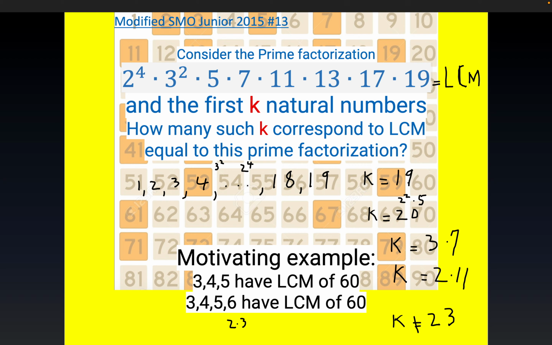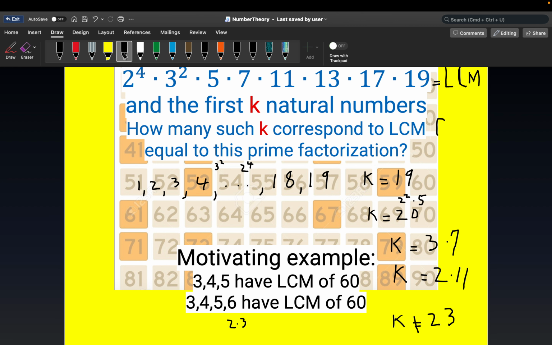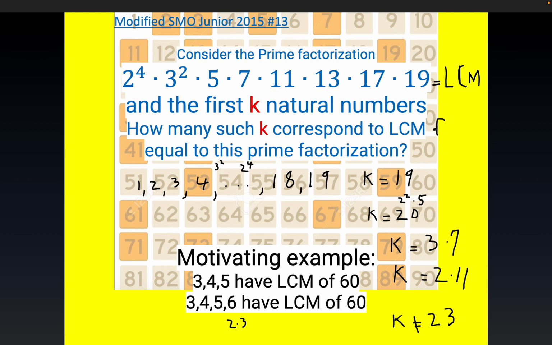But we have shown that there are 4 values of k. 4 values of k, the 4 that I've listed right here. So the answer would be 4. Four values of k. I'll just do it like this, 4 k's to be clear here. 4 k's is the answer.